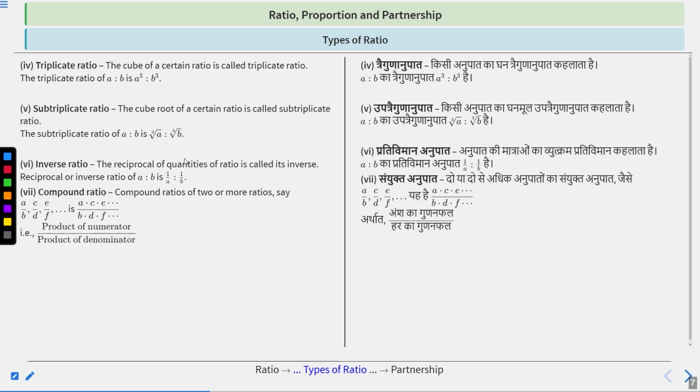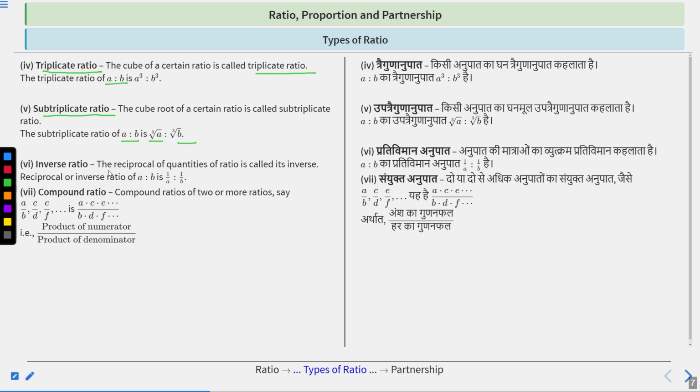Now, types of ratio. Triplicate ratio. What is triplicate ratio? The cube of a certain ratio is called triplicate ratio. So if the ratio a ratio b has been given, we can write it as a cube ratio b cube. This is called triplicate. In the same way, the fifth one is subtriplicate ratio. The cube root of a certain ratio is called subtriplicate ratio. If the ratio a ratio b has been given, then the subtriplicate ratio will be cube root of a ratio cube root of b. Clear?